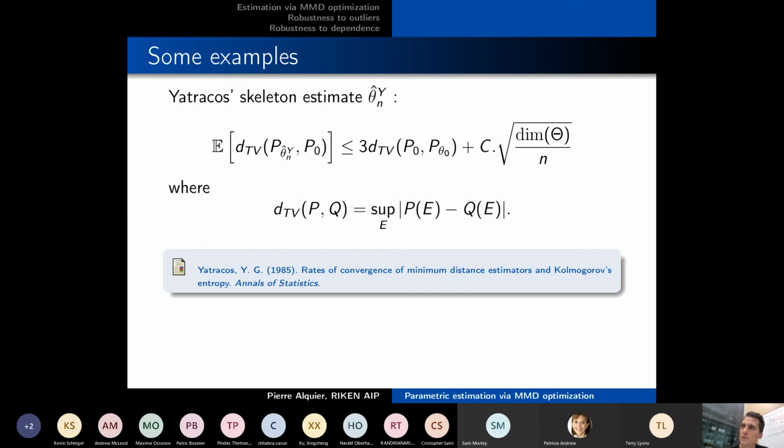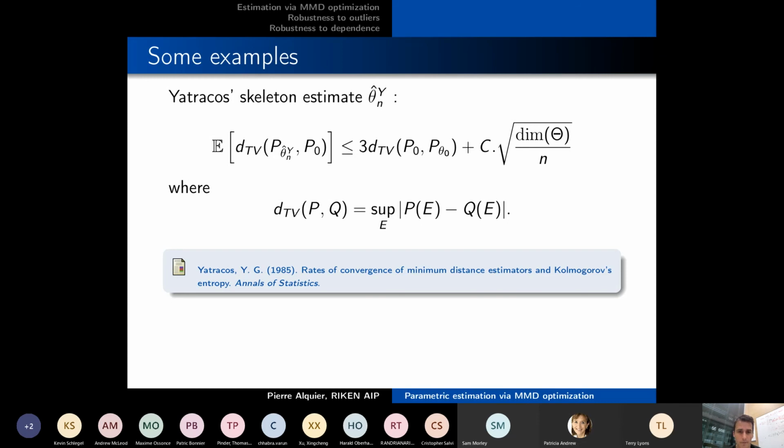if you use this result in most statistical models, what you will find is that what I required before, that the distance is as small as the smallest possible distance plus a rate of convergence, for the Yatracos estimate works with the total variation distance and with a rate of convergence that would be the dimension of theta over n, where the dimension is measured in terms of covering numbers. So you need the parameter space to be finite dimensional in this sense.